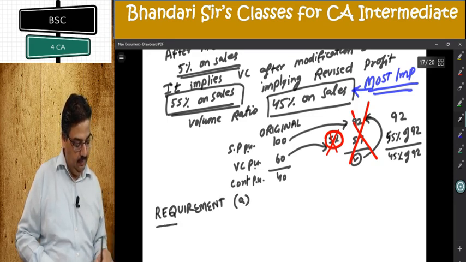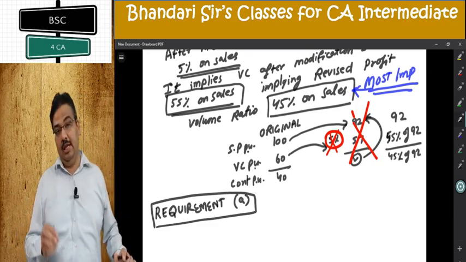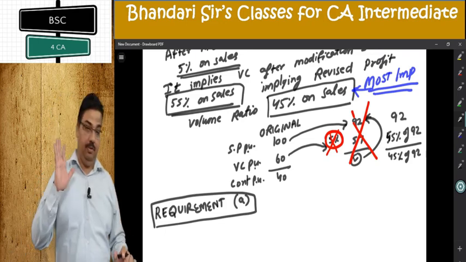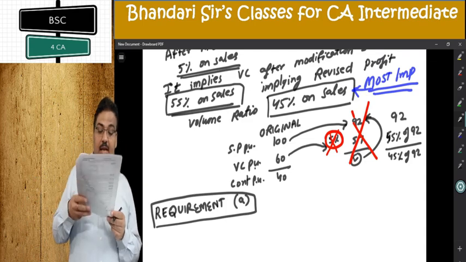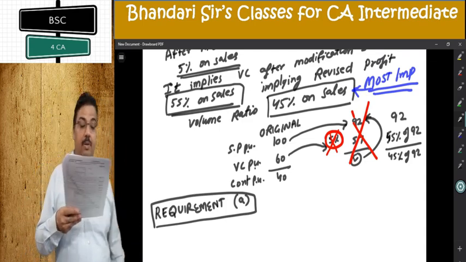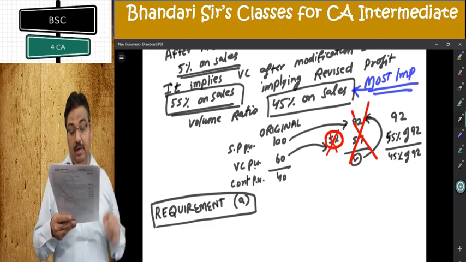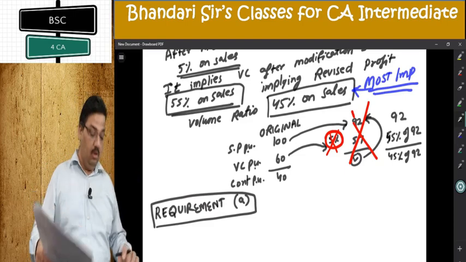Requirement A. It is wanting some sale for desired fixed profit. I may read it for you. Indicate sale figure with the working that will be needed to earn 10 crore over and above present profit and also meet 20% interest on additional capital. So it is simple.